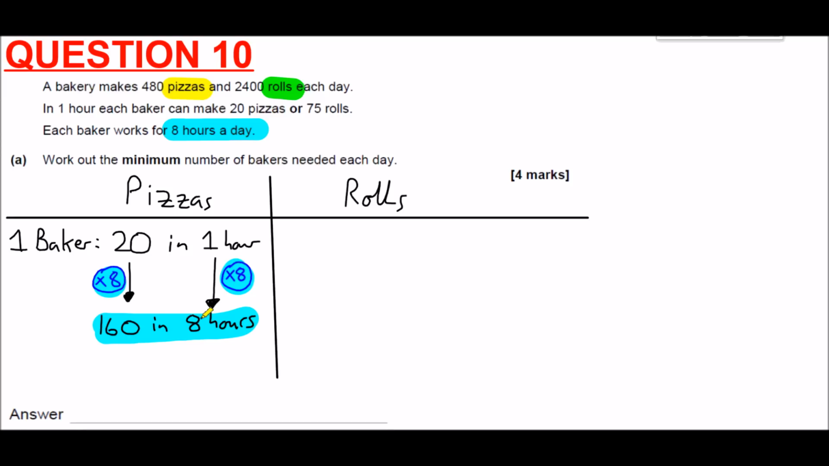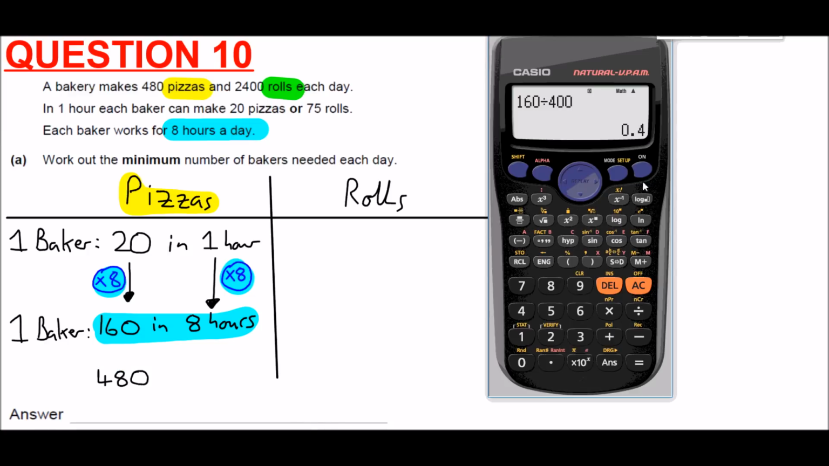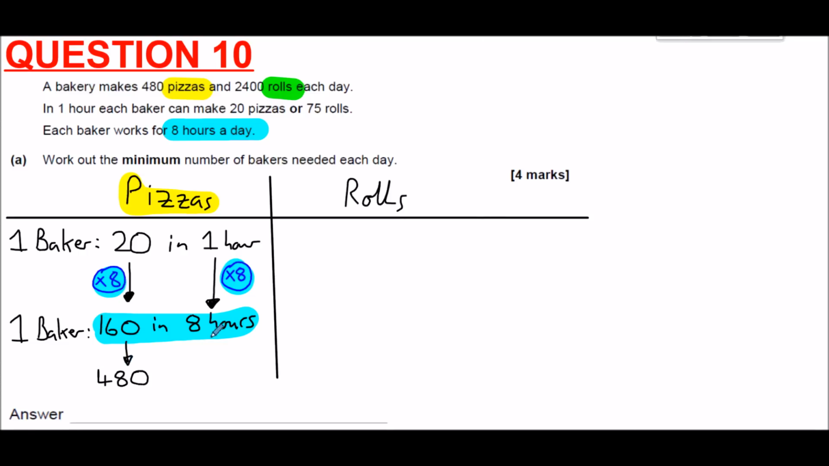Of course, though, we want more than 160 pizzas. We're wanting 480. And so, if one baker can do 160 pizzas in 8 hours, how many bakers will we need? So we need to get to 480. So we can work out how many times 160 goes into 480 by either thinking, what do I need to multiply 160 by to get 480, or just by doing a straight division. 480 divided by 160 would be 3. So that tells us that if one baker can do 160, we need 3 bakers to do 480 in a day. So for the pizzas, we need 3 bakers.